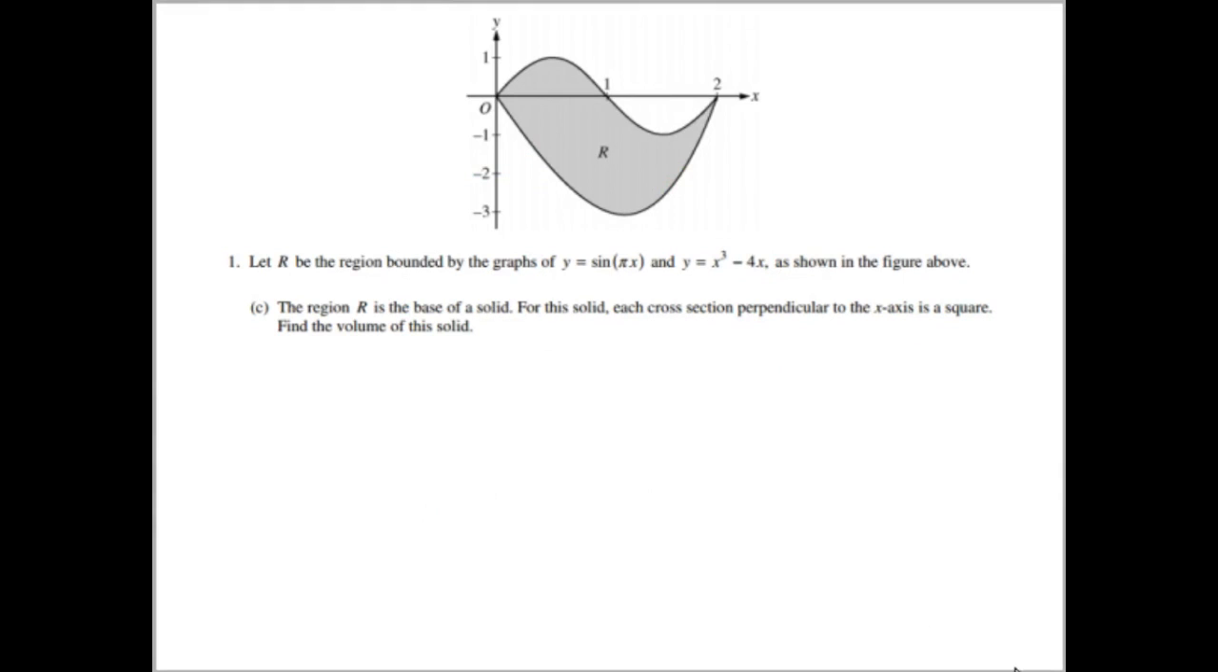So on to the next question, part C. The region R is the base of a solid. For this solid, each cross-section perpendicular to the x-axis is a square. Find the volume of the solid. So perpendicular to the x-axis is also important.